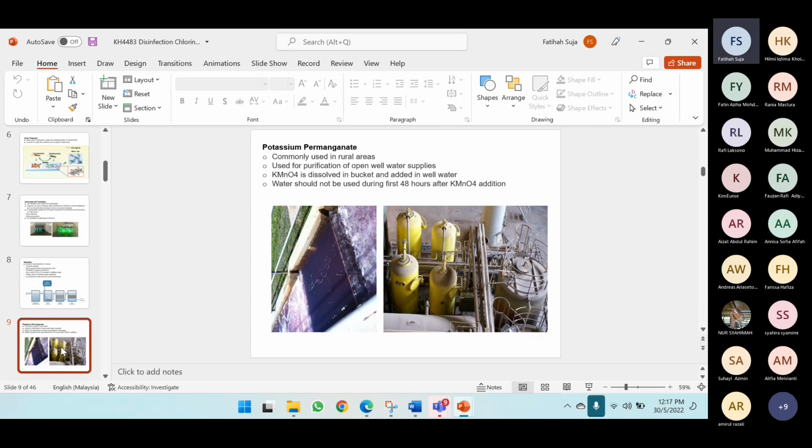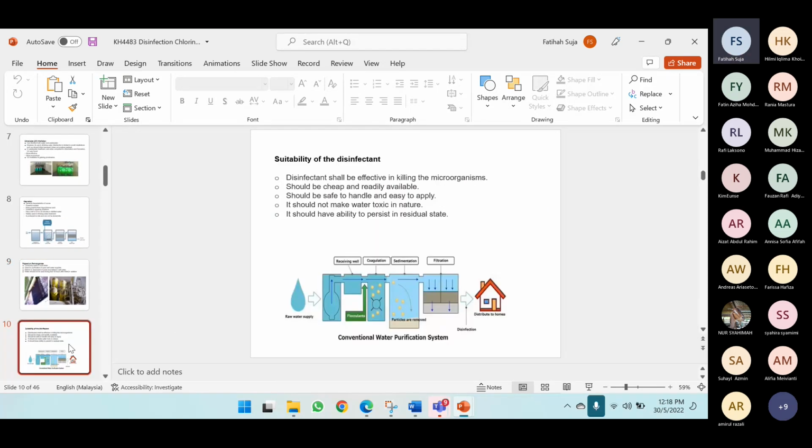Okay, and you can also have potassium permanganate. This is a chemical oxidant also, commonly used in rural areas, used for purification of open water supplies. Potassium permanganate is dissolved in a bucket and added to well water. Water should not be used during the first 48 hours after potassium permanganate addition. This is when you use well water. In some states, they are using well water. You just want to make sure that it is free of pathogens, then you can use potassium permanganate.